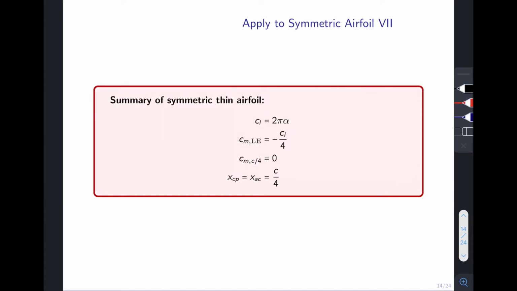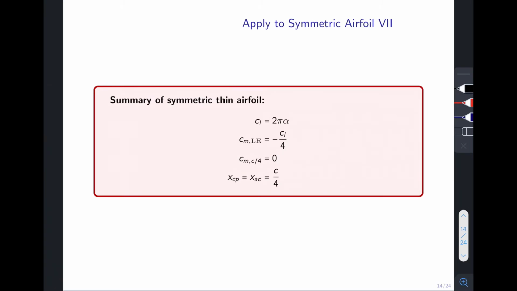Okay, so as a summary for the conclusion for symmetric thin airfoil, we have the lift coefficient as 2 pi times alpha. Alpha is the angle of attack. And once we have the lift coefficient, the moment coefficient with respect to the leading edge will be the lift coefficient divided by -4. And the moment with respect to the quarter chord, 25% of the chord length, if you compute the moment over there, it's going to be 0. So the moment coefficient of that will be 0 as well.